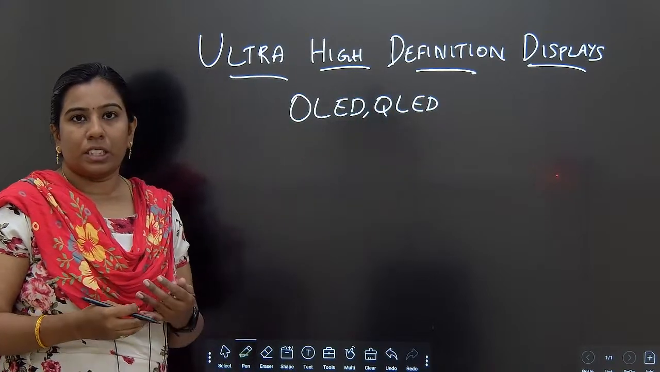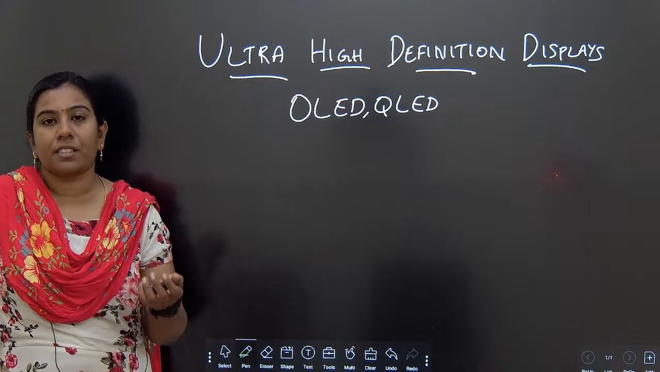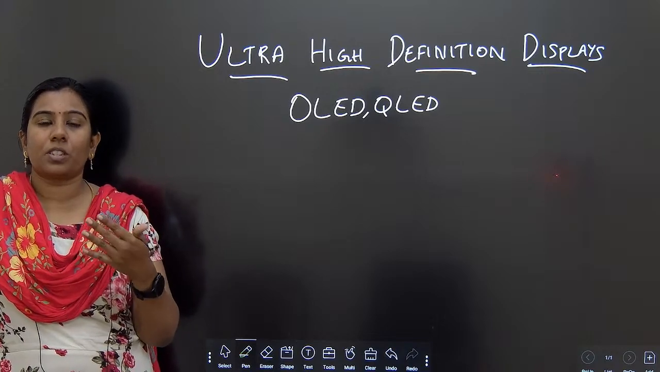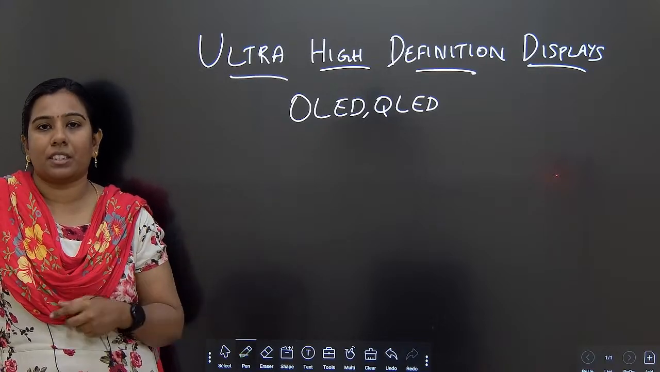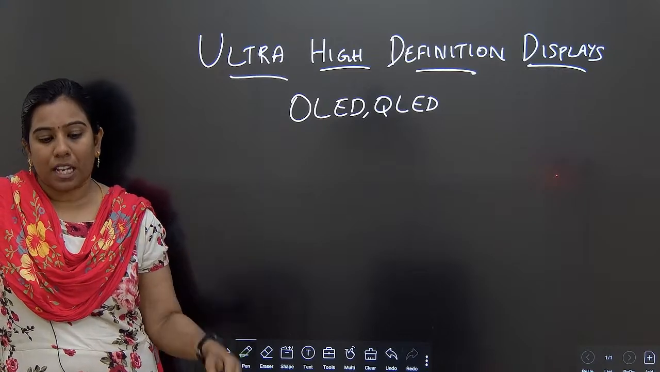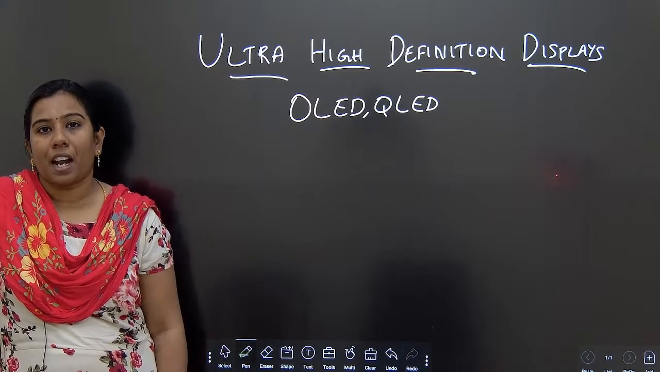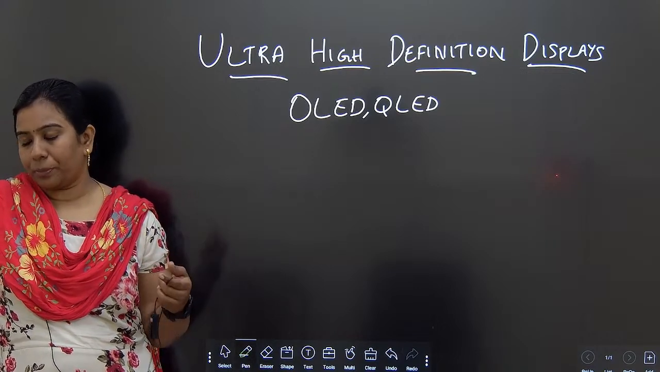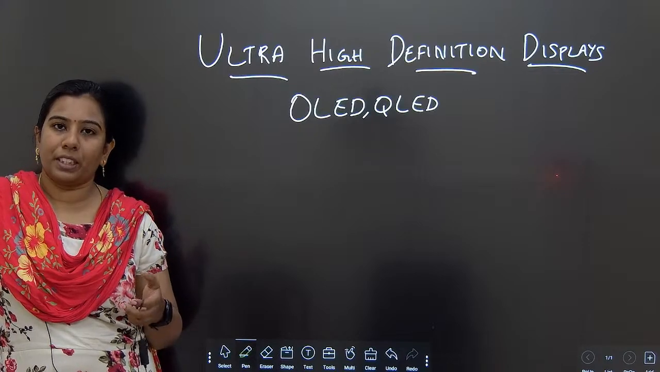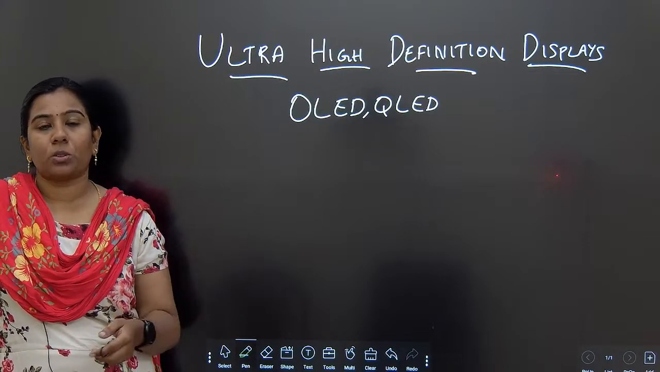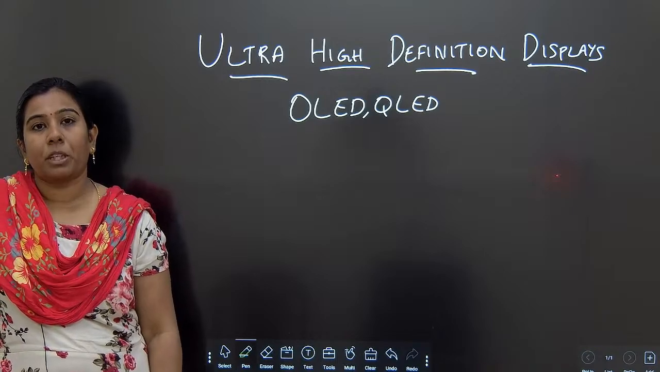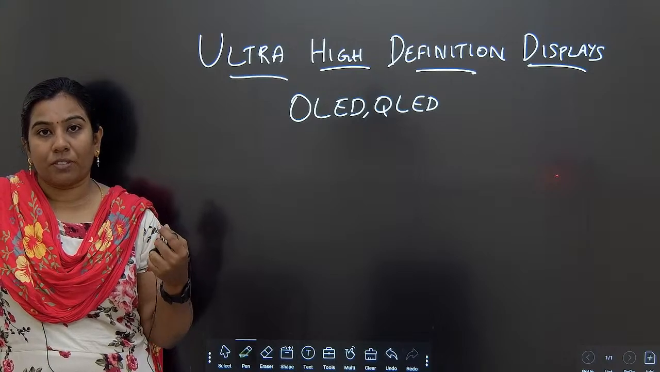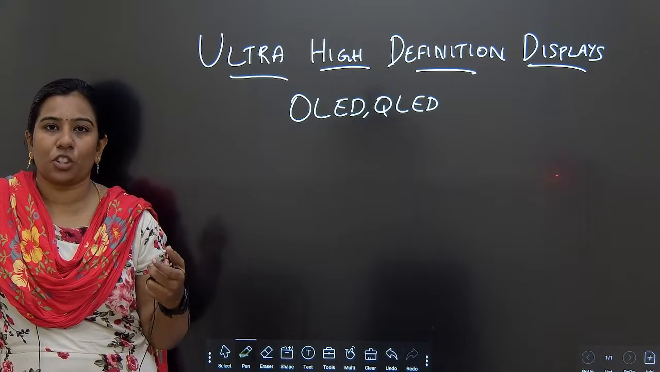Okay, with OLED and QLED TVs, the picture quality and the resolution is very good when compared with other TVs, right? So that's why these nano devices are used in ultra high definition displays also. Okay, so we know that OLED and QLED TVs are costly when compared to remaining TVs, right? Because in these they use the nano devices, and those nano devices provide the high definition displays.